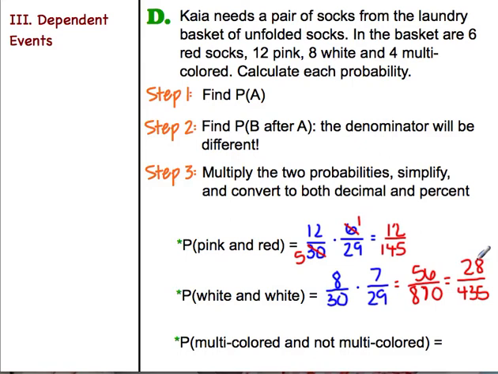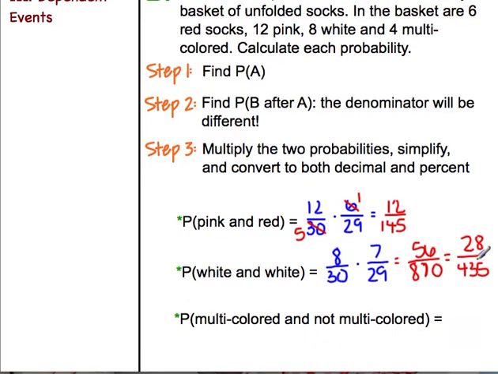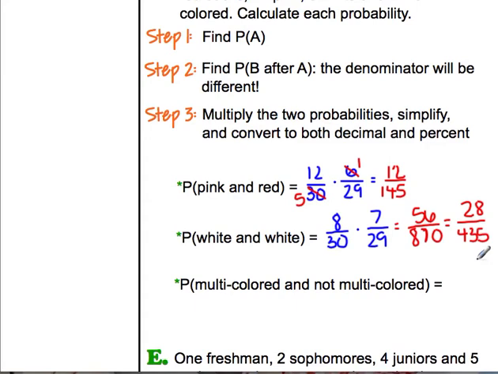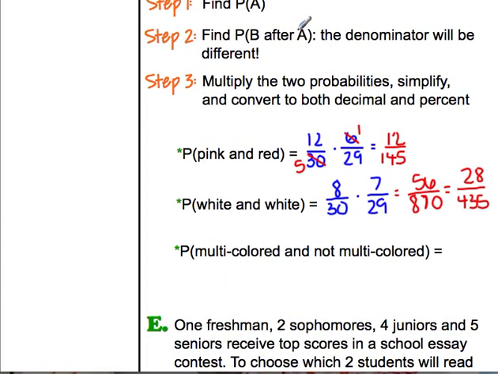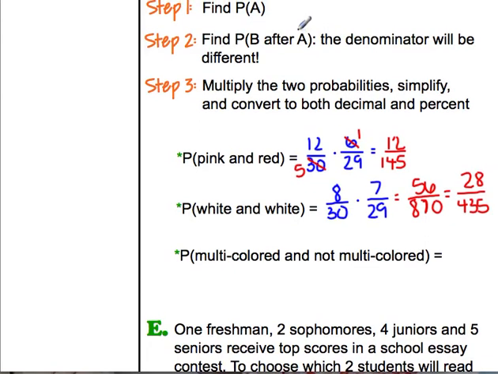And I'll let you go ahead and get the decimal and the percent for that. Now this final one is the probability of picking a multicolored sock and then not a multicolored sock. So if I look at this, out of 30 of our socks, we have 4 that are multicolored. So that means I have 4 out of 30, which I know is 2/15. So I'm going to use 2/15 instead.